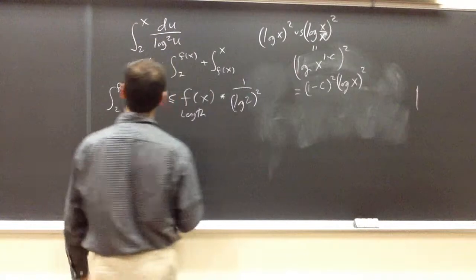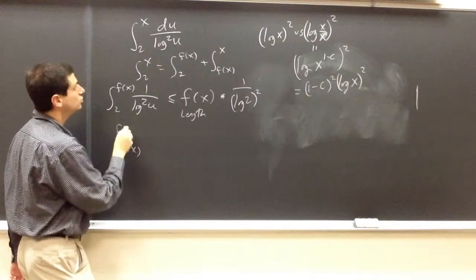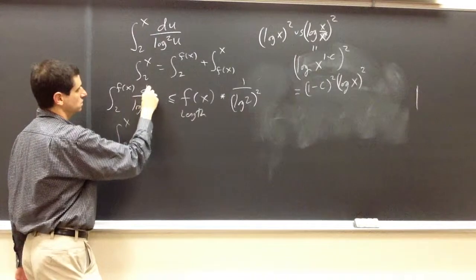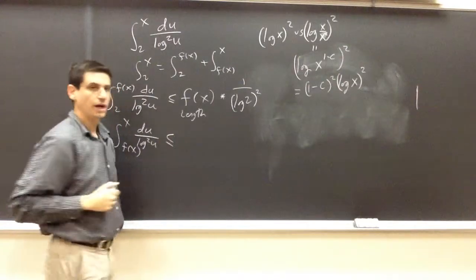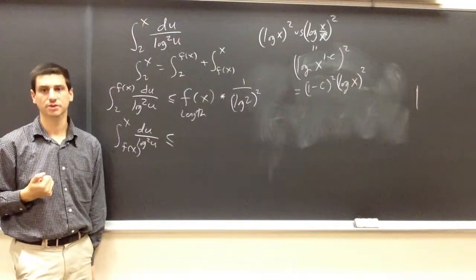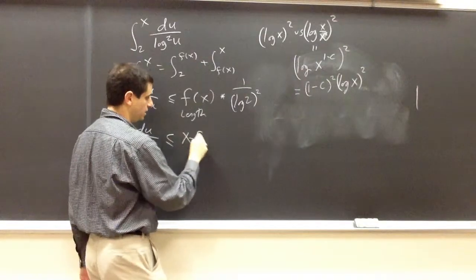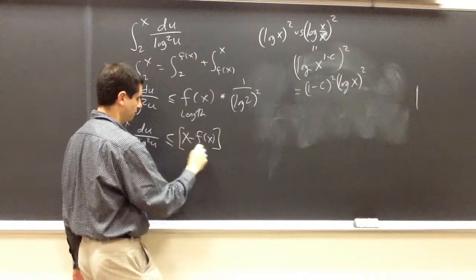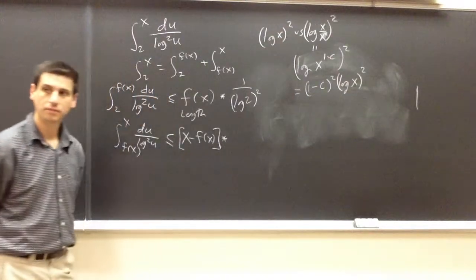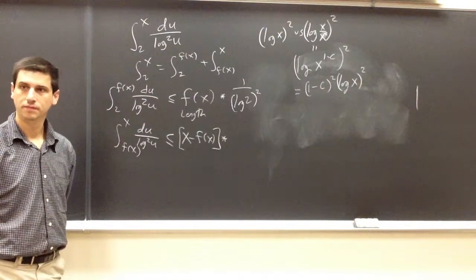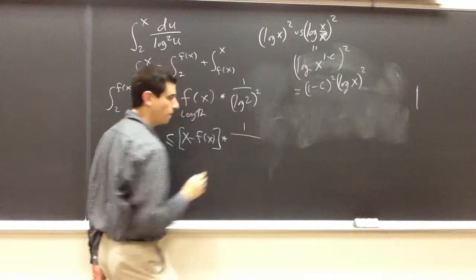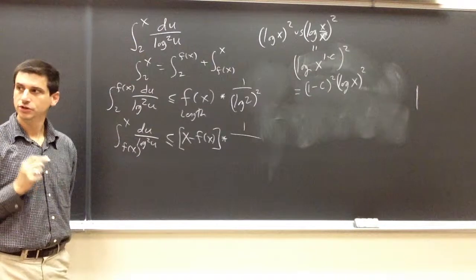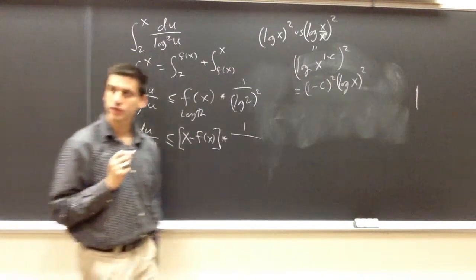So now we have the integral from f of x to x of log squared of u. And so here I'll do the upper bound. The lower bound is similar. The upper bound will be x minus f of x, the length, times what? One over, not log squared x, log squared f of x.